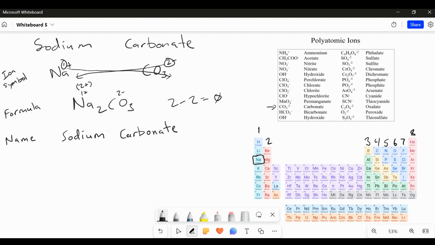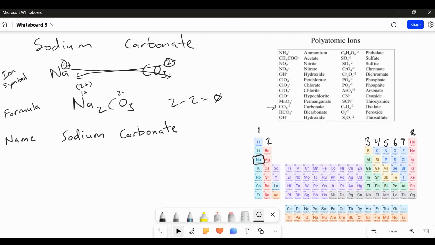Okay. So ordinarily, with monoatomic ions, the anion, you have to change the name to the IDE form, okay? But because we have a polyatomic anion, the name stays the same, okay? We don't change this to carbonide or anything like that. We just leave it as carbonate, okay?